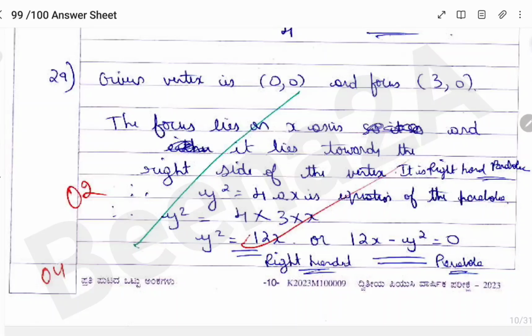Here you have to find the equation of the parabola, right? So he is first telling what kind of parabola it is. If you notice, he's telling it's a right-handed parabola. And then for the right-handed parabola, he's writing the formula first, right? And then he's substituting the value of the focus, A. Focus is given here. He's substituting A here and getting the equation.